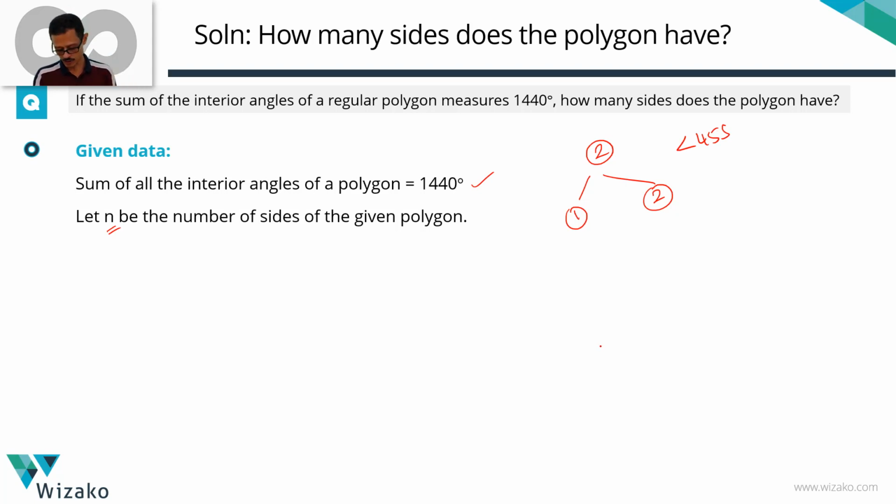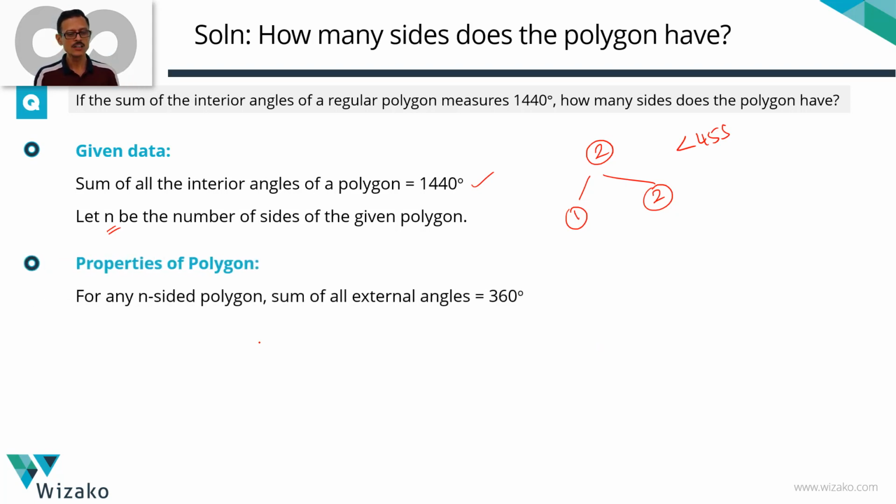The two properties that I was mentioning are basically this. For any n-sided polygon, the sum of its exterior angles is always equal to 360 degrees. It's a triangle, sum of the exterior angles is 360. It's a quadrilateral, sum of the exterior angles is 360. It's a pentagon, sum of the exterior angles is 360. So the number of sides does not play any role in computing the sum of all external angles for a polygon.